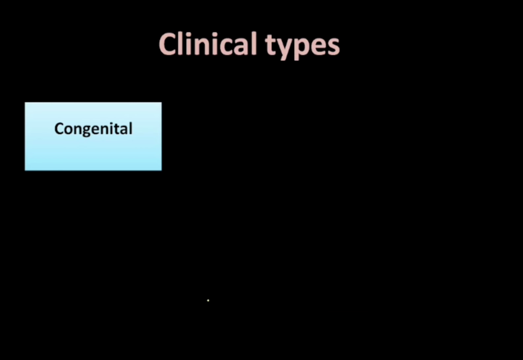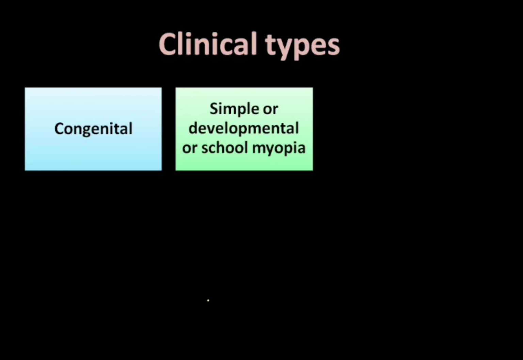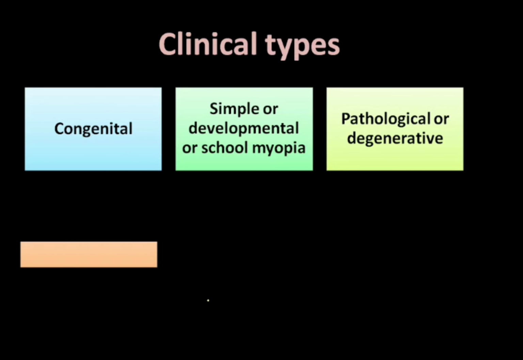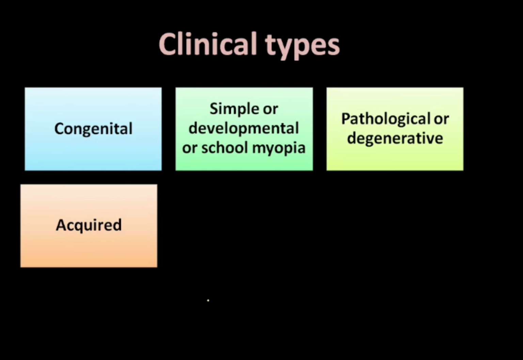Now clinically, how can you classify myopia? The clinical types of myopia are congenital myopia, simple or developmental or school myopia, pathological or degenerative myopia, and acquired myopia. Congenital myopia, as the name suggests, is present since birth, but it is most visible at the age of 2 to 3 years.